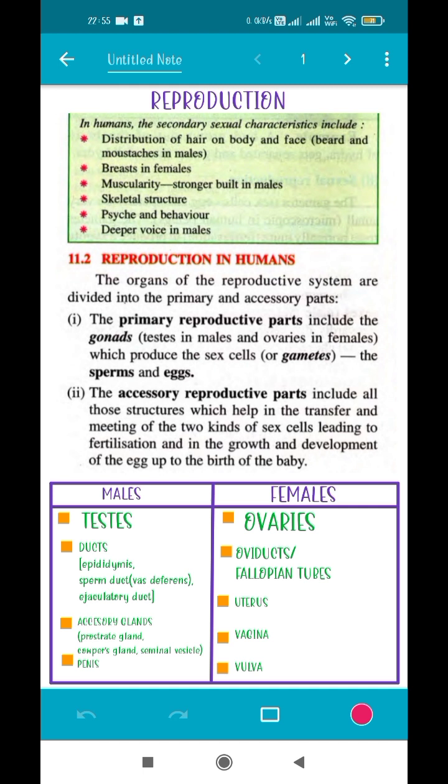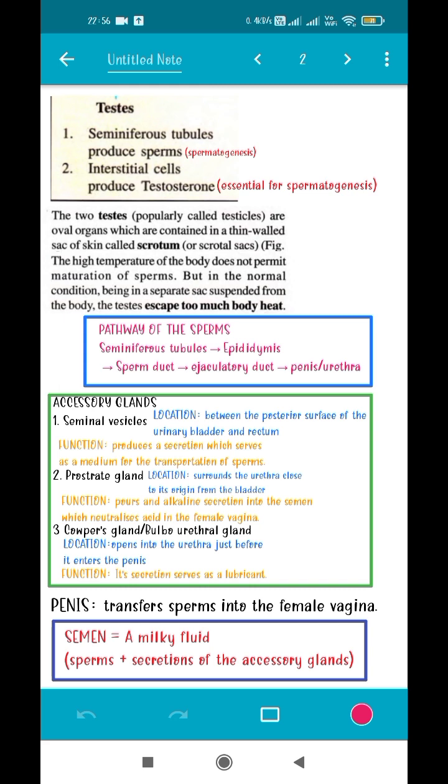So in case of males, the gonad or the major reproductive part is the testis. Then there are certain accessory reproductive parts called ducts. These ducts are of three types: epididymis, sperm duct or vas deferens, and ejaculatory duct. So it is like a pathway, we will learn. Next are certain glands whose secretions are very essential for the process to occur. These glands are the prostate gland, Cowper's gland, and seminal vesicle. Next is another part known as the penis, and we are going to learn about the activity of each one of them. Next, for females, the major reproductive organ is the ovaries, which produce the ovum. Next are the oviducts or the fallopian tubes. Next are the uterus, vagina, and vulva. Let's first read about the male reproductive parts.